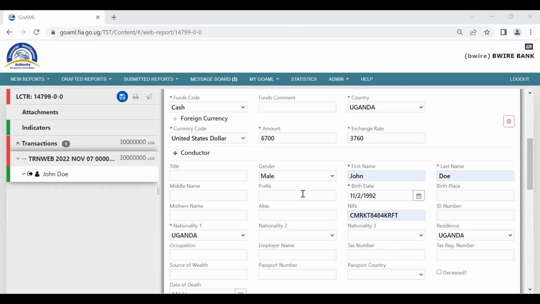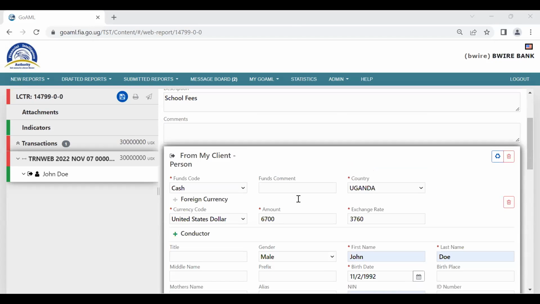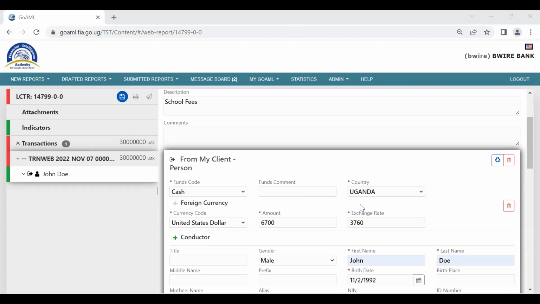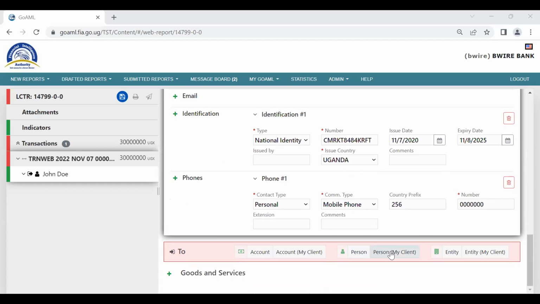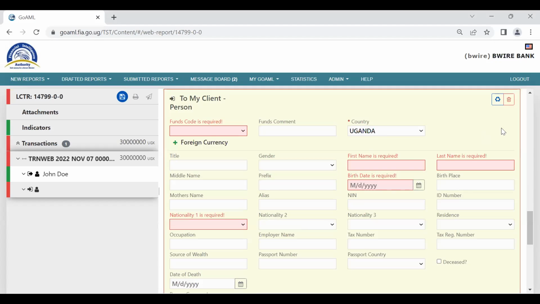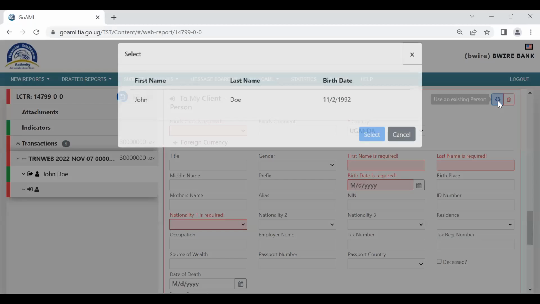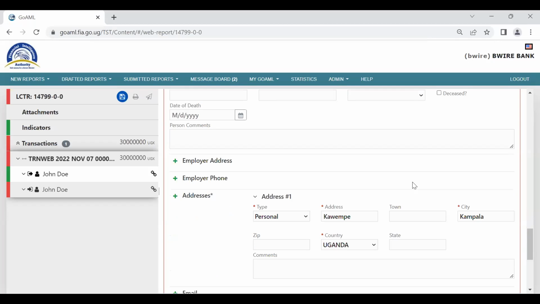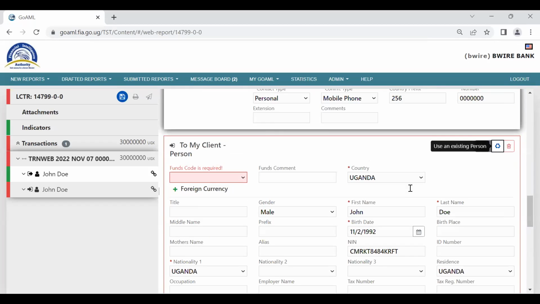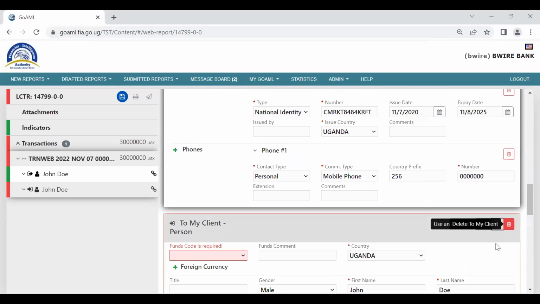All right, so after I've captured these details, since it's a Forex transaction, the same person who came with dollars is the same one walking out with UGX. So when I come to person my client, I click this blue here, and then I'll pick the same individual, and the details will be automatically populated. Let me just repeat that.